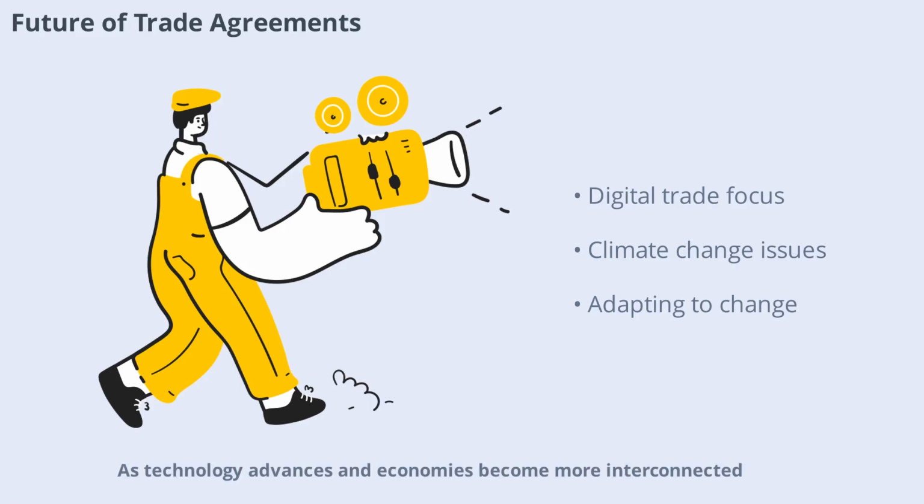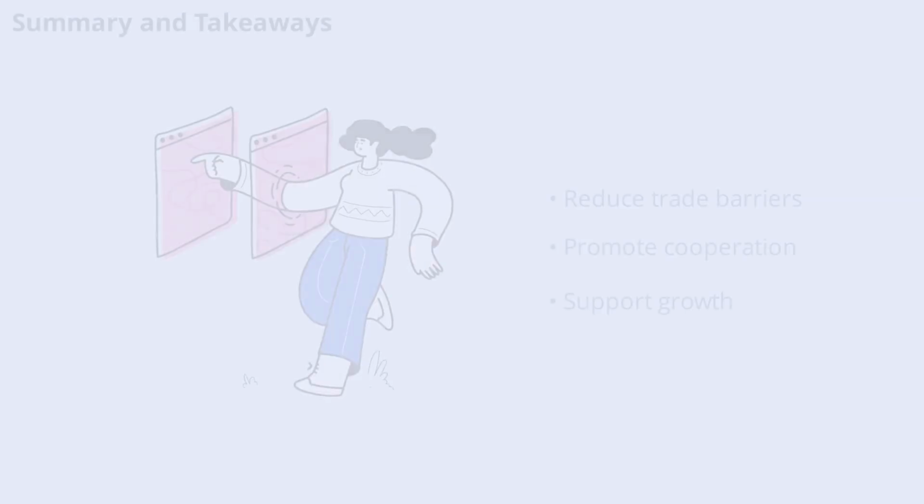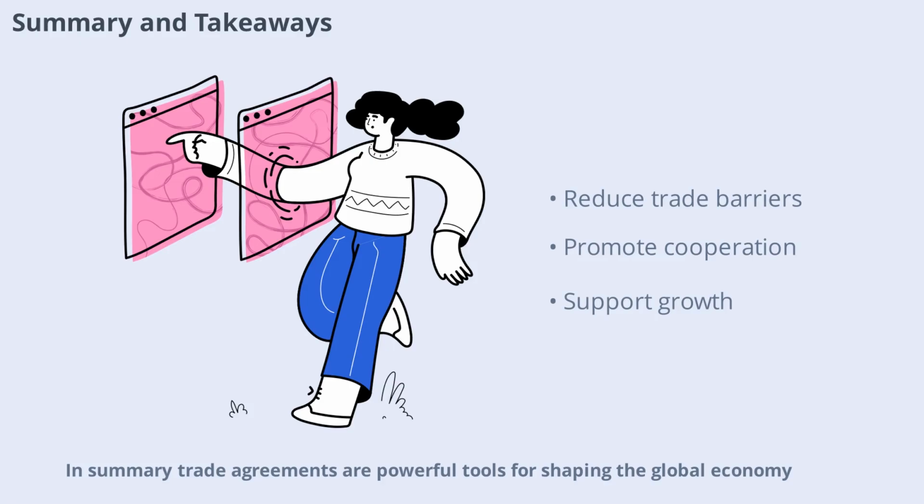As technology advances and economies become more interconnected, future agreements will need to be flexible and innovative. Ongoing negotiations and reforms will shape the next generation of trade deals, ensuring they remain relevant and effective in a rapidly changing world. Summary: trade agreements are powerful tools for shaping the global economy.